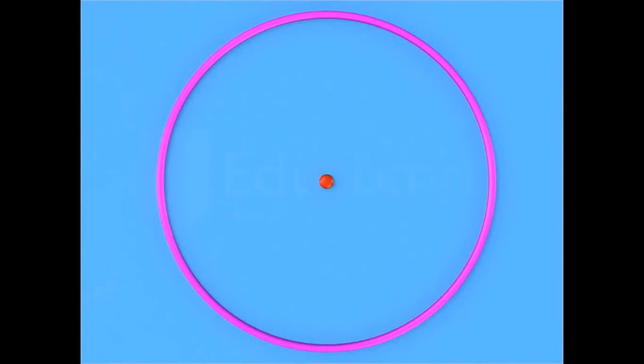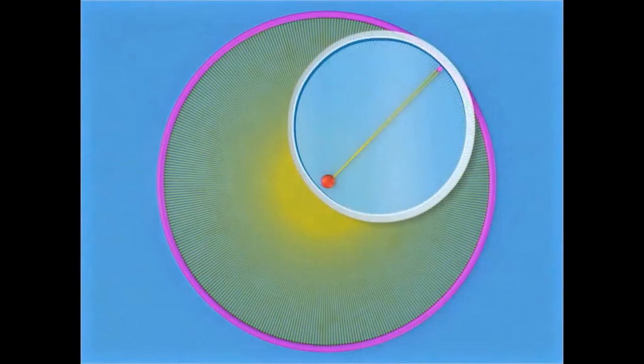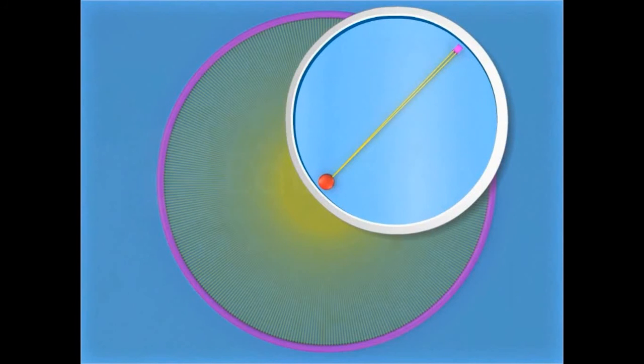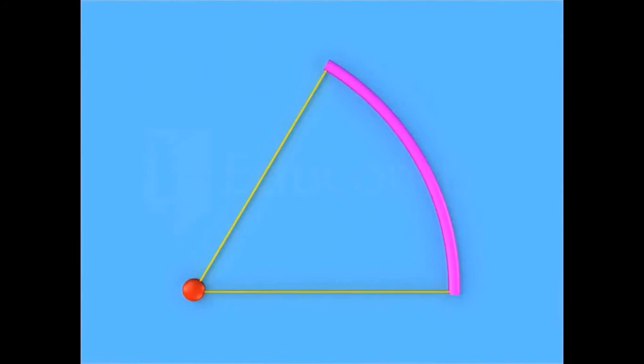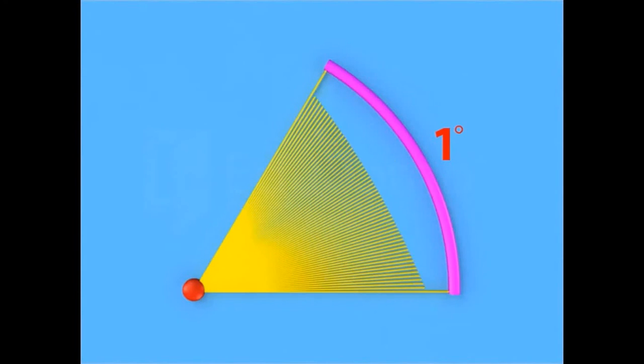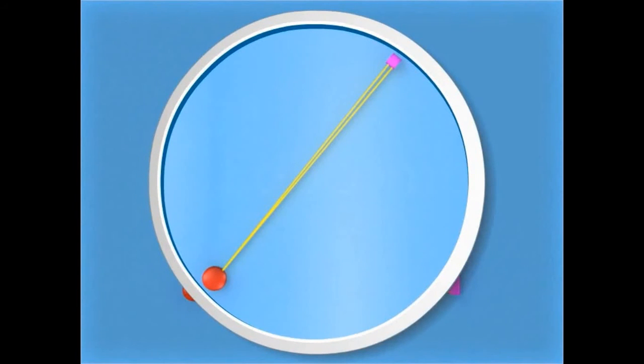Now, if you divide the full circle into 360 equal parts, then one of the 360 parts represents an angle of 1 degree. When 1 degree is divided into 60 equal parts, then one of the 60 equal parts is called a minute. A minute is denoted by a single prime.